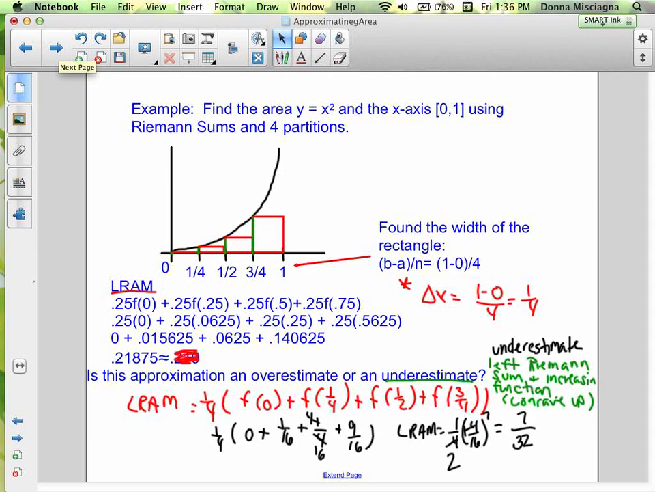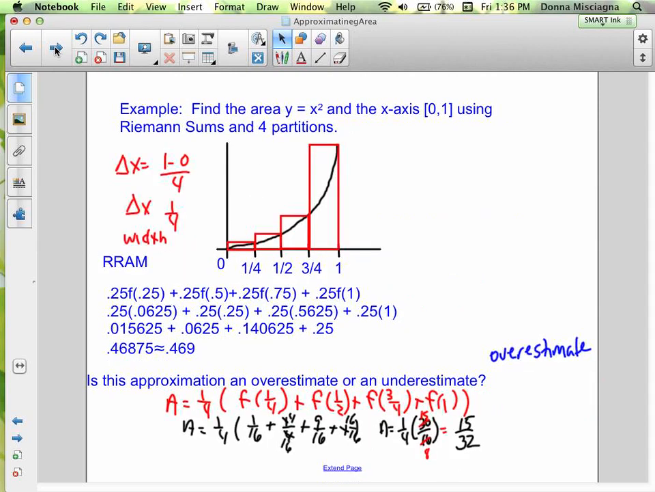All right, I think I have the same problem, only with the right Riemann sum. So exact same change in x, because it's the same interval and the same number of partitions, but I did write it again. So 1 minus 0 divided by 4, 1/4 is the change in x.